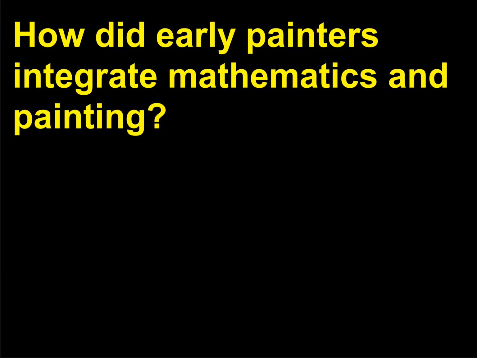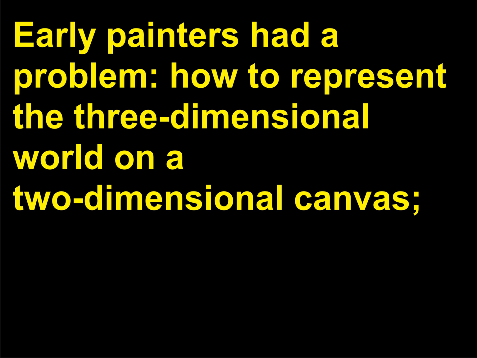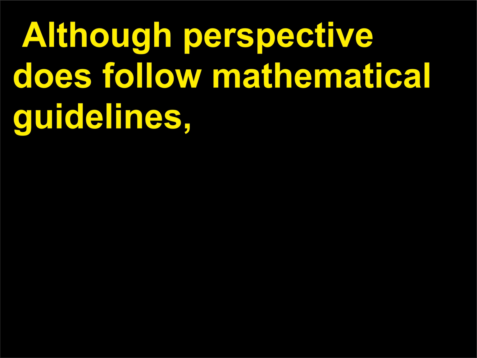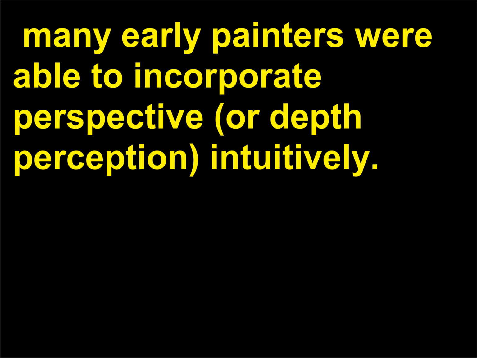How did early painters integrate mathematics and painting? Early painters had a problem: how to represent the three-dimensional world on a two-dimensional canvas. Or, how to give paintings depth and perspective. Although perspective does follow mathematical guidelines, many early painters were able to incorporate perspective, or depth perception, intuitively.